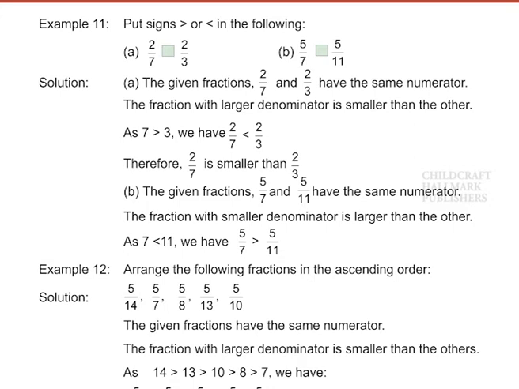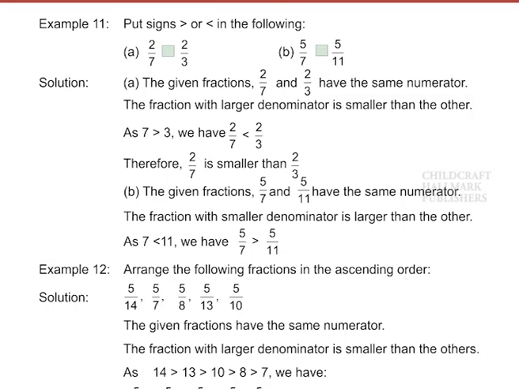Example 11. Put signs greater than or less than in the following: 2 by 7, 2 by 3, and 5 by 7, 5 by 11. Solution. The given fractions 2 by 7 and 2 by 3 have the same numerator. The fraction with larger denominator is smaller than the other. As 7 is greater than 3, we have 2 by 7 is less than 2 by 3. Therefore, 2 by 7 is smaller than 2 by 3.